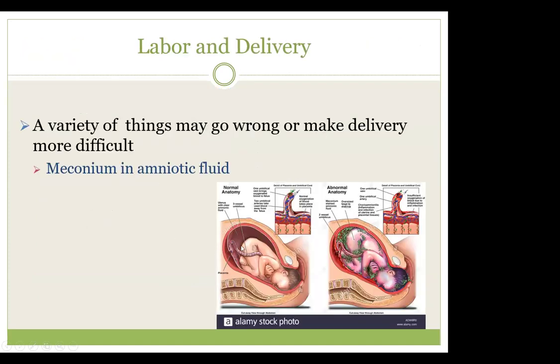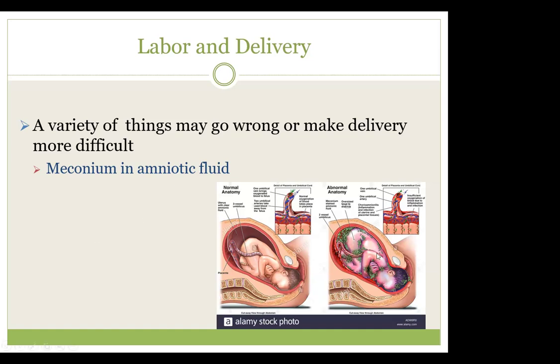Labor and delivery, there are some things that can go wrong, abnormal things that can cause a high-risk delivery. One of them is called meconium in the amniotic fluid. Meconium is the baby's first stool that passes through their intestines. Meconium is comprised of skin cells, acid, salt. It's very thick. It is very sticky and tar-like.